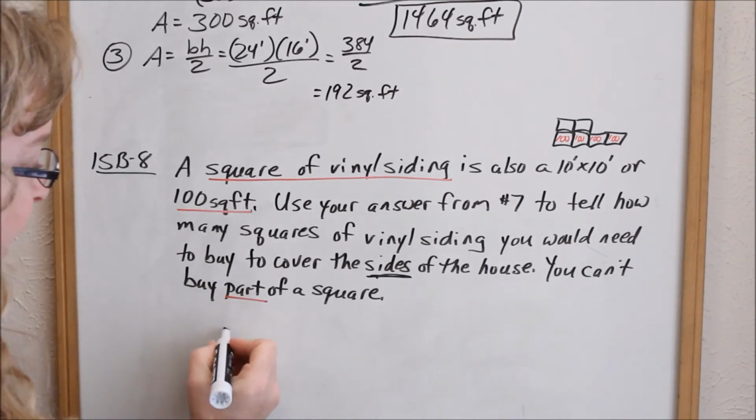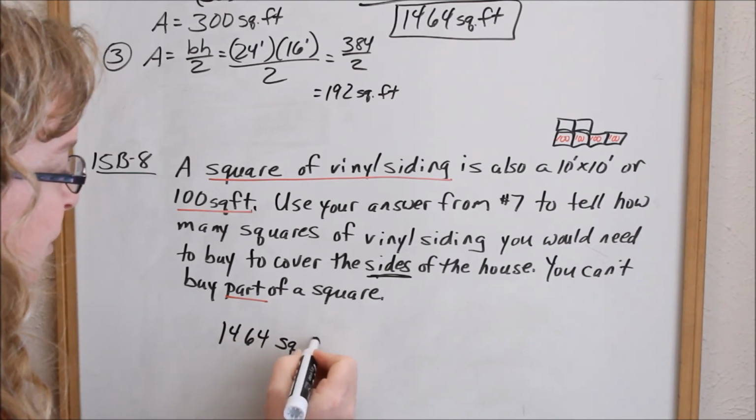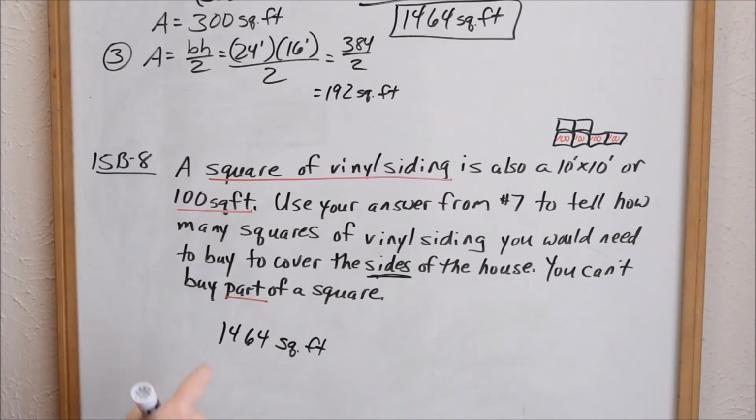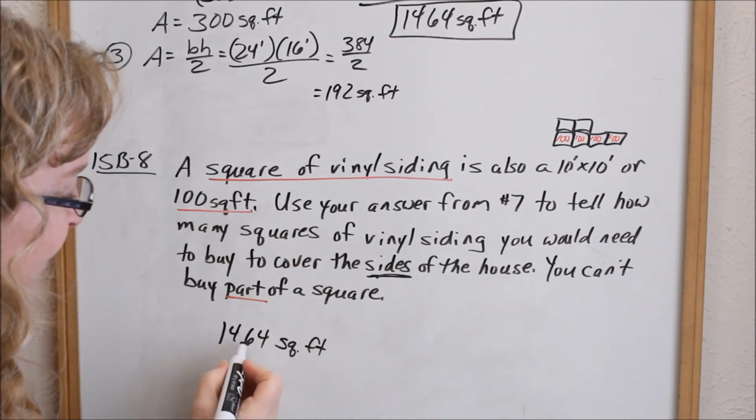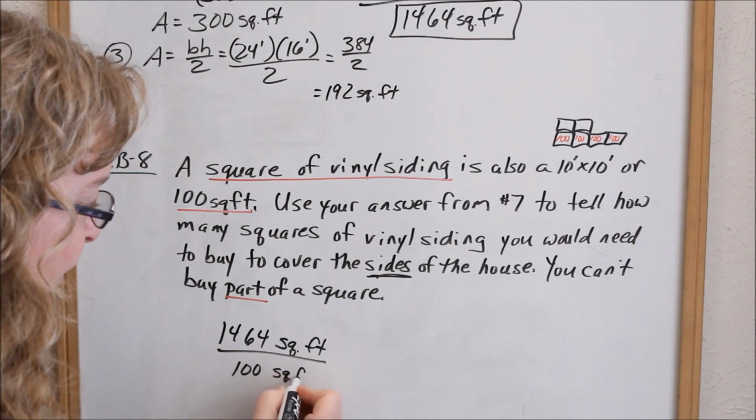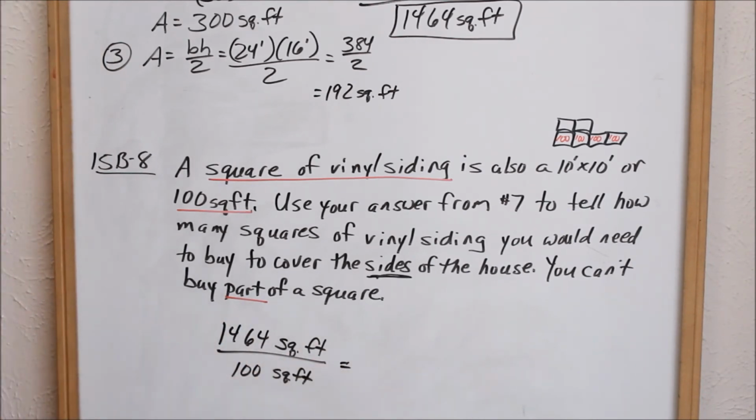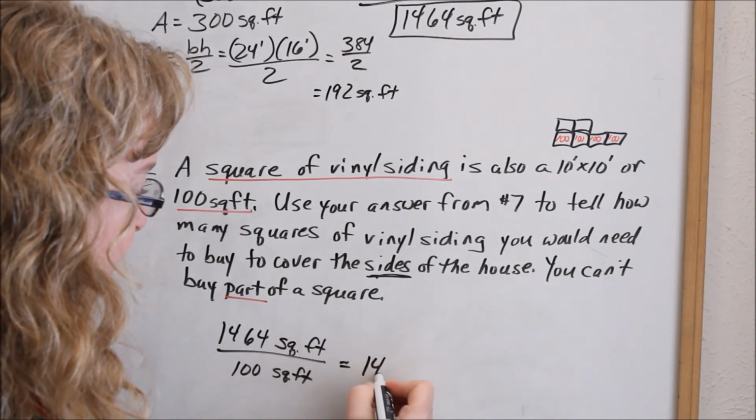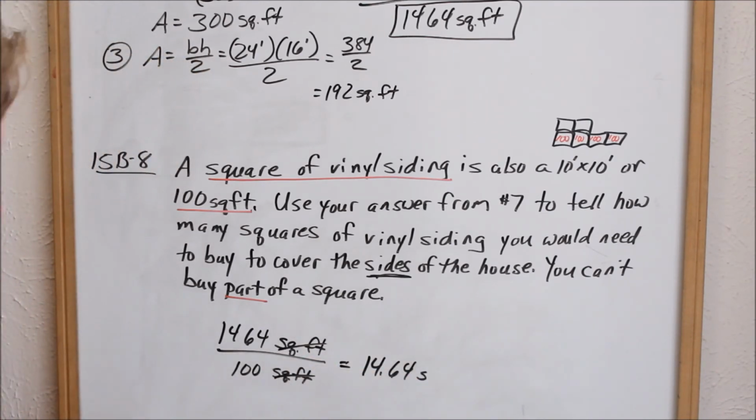So, if the sides of our house was a total of 1,464 square feet, that was our answer from number 7, and every square is 100 square feet, to find out how many of those you need, you would divide by 100 square feet, because each square is 100 square feet. To find out how many I need, divide. So that divided by 100 would be 14.64 squares. Those units cancel and go away.